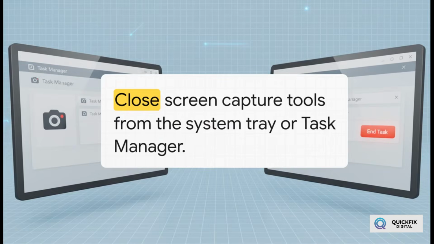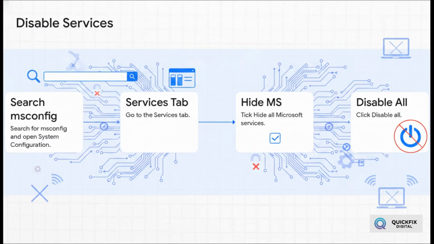Still stuck? Background screen recorders trigger piracy protections, so close them completely using your task manager. Other background services can conflict too. Use msconfig to hide Microsoft services, disable the rest, and restart.